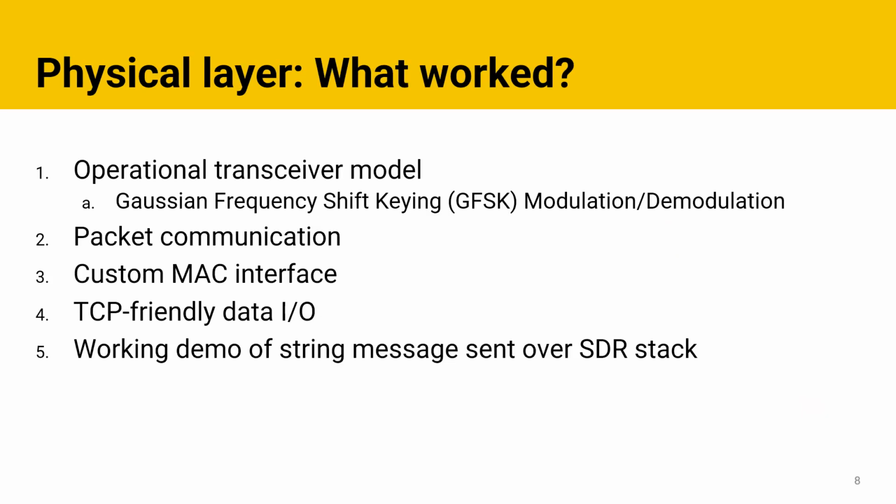In the physical layer, we managed to create a functional transceiver model that was able to communicate between a client and a server. The transceiver modulates and demodulates signals using the Gaussian frequency shift keying scheme, aka GFSK. We also developed a packet communication inside a custom MAC layer to control the flow of data between the transmitter and receiver. Using TCP ports, we connected the GNU Radio flow graph with the client and server Python programs.